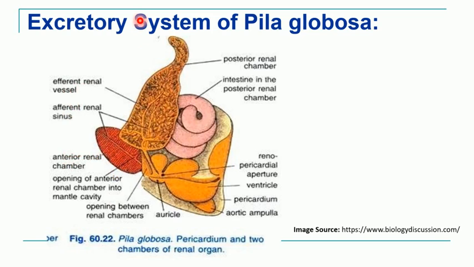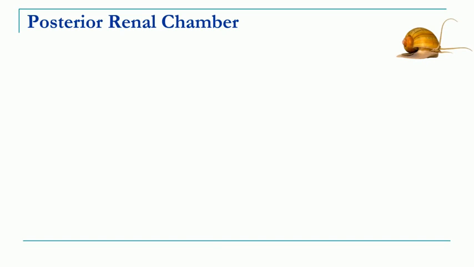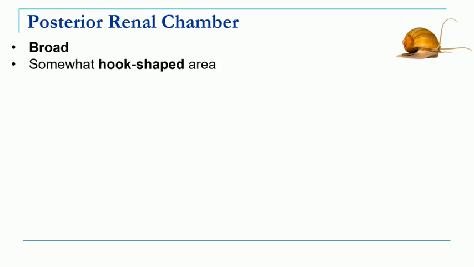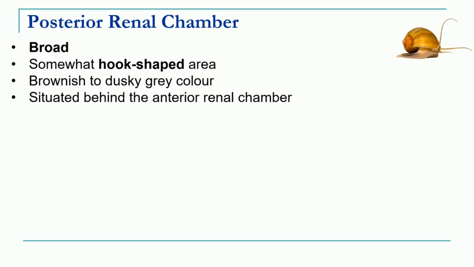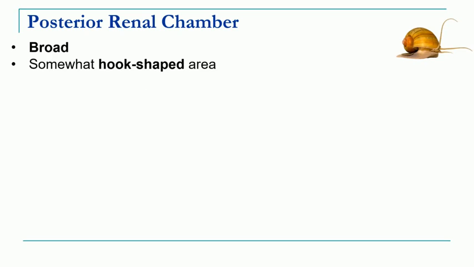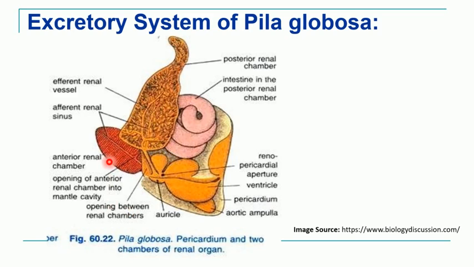Now let's study the structure of the remaining part of the excretory system, that is the second chamber of the excretory system, which is called the posterior renal chamber. Now this posterior renal chamber is broad in shape and a somewhat hooked shape area. If we see the color, it is brownish to dusky gray in color, and if we see the position, it is situated behind the anterior renal chamber. So in this diagram you can see it is situated behind your anterior renal chamber.